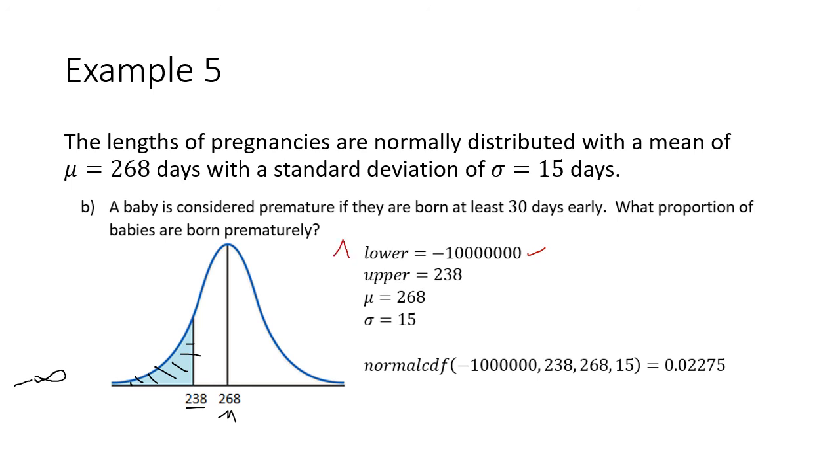This right here is almost always where we end up with issues. But then my upper bound is the 238. We know the mu. The standard deviation didn't change, so that's still 15. Plug it in, let the calculator do its work, and we get that the probability, or the proportion, is 0.02275. So a little more than 2.25% of pregnancies end up premature.